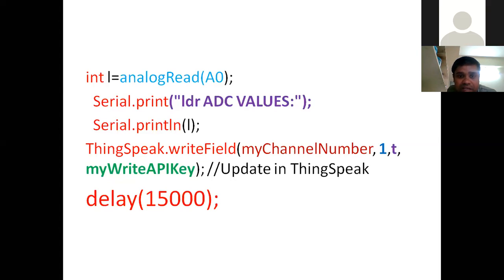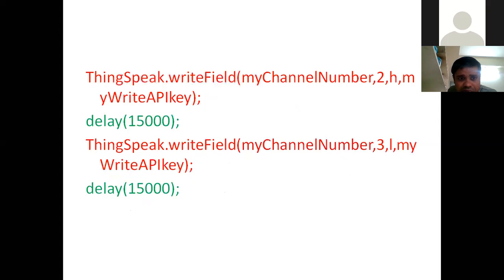Next, update with my write API key, delay 15,000. The ThingSpeak cloud itself says that it will take 15 seconds to update any values. So that's why we are putting 15,000. That means 15,000 milliseconds is 15 seconds.